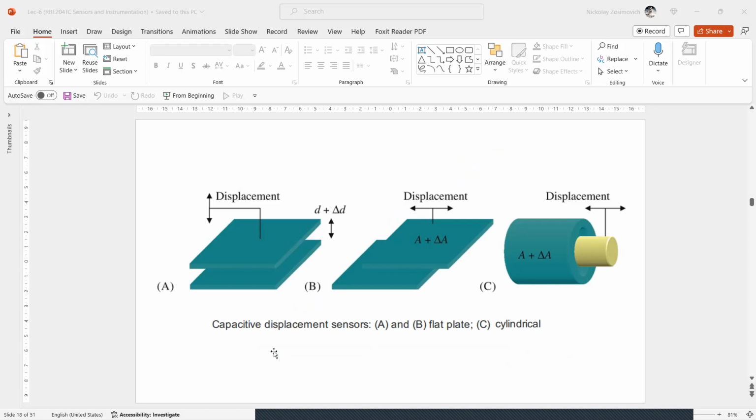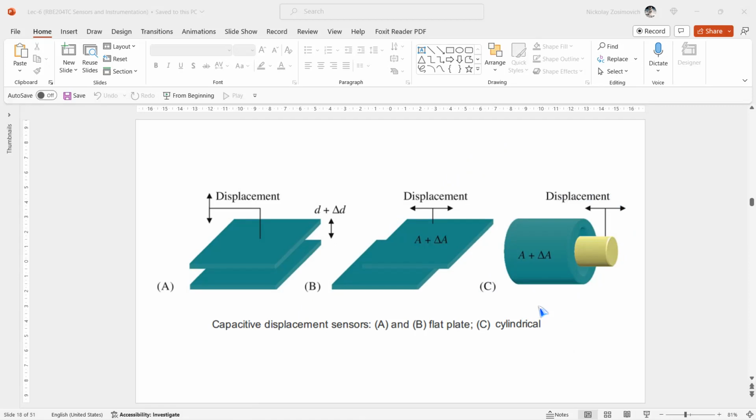Capacitive displacement sensors can also be configured in a cylindrical configuration, as you can see in figure C. The principle is the same, but the cylindrical setup is more compact and has fewer stray capacitances, and therefore better linearity. This type of capacitive sensor is called a linear variable differential capacitor.